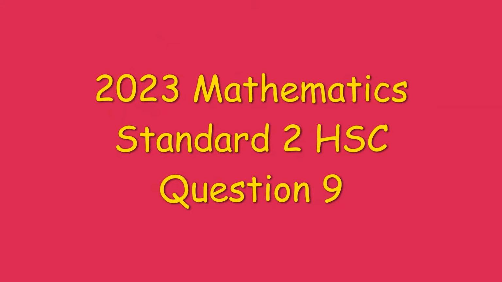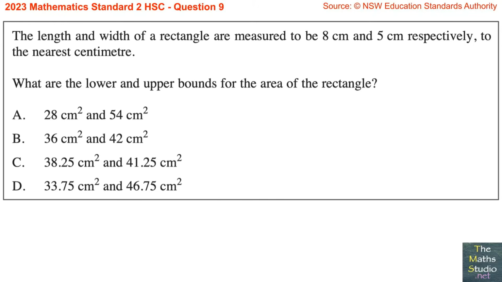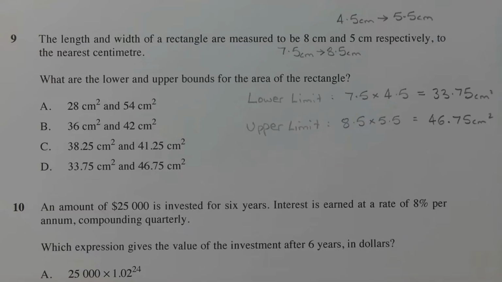Question 9. The length and width of a rectangle are measured to be 8 centimeters and 5 centimeters respectively, to the nearest centimeter. What are the lower and upper bounds for the area of the rectangle? Since the dimensions of the rectangle are quoted to the nearest centimeter, the actual length could be between 7.5 centimeters and 8.5 centimeters, and the actual width could be between 4.5 centimeters and 5.5 centimeters.